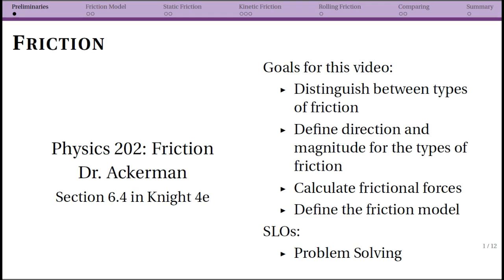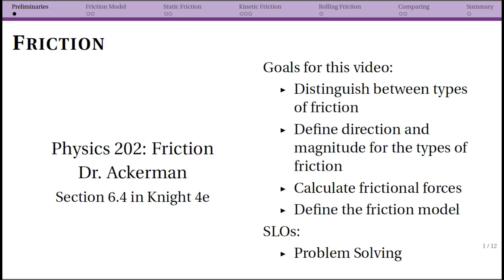This sequence of videos is going to go through friction and the different types of friction. In previous videos, we've used friction a little bit and we've known properties like what direction it goes, and we've tried to be careful about the notation we use to distinguish between the different types, like static versus kinetic. Now we're going to move more into the quantitative side.